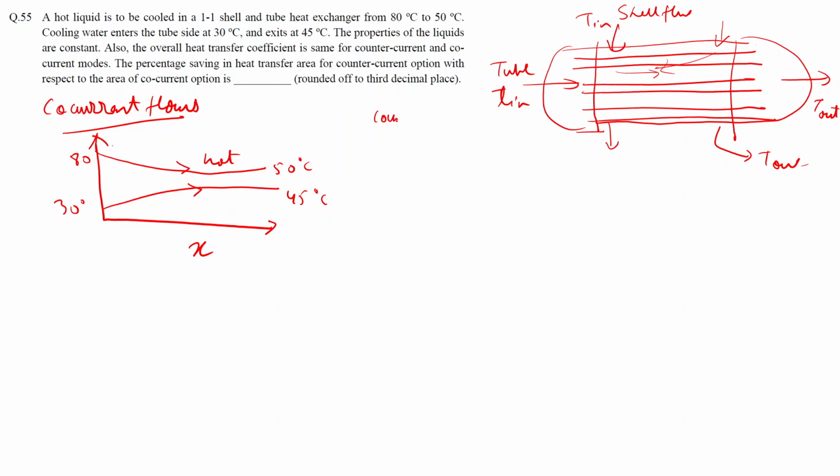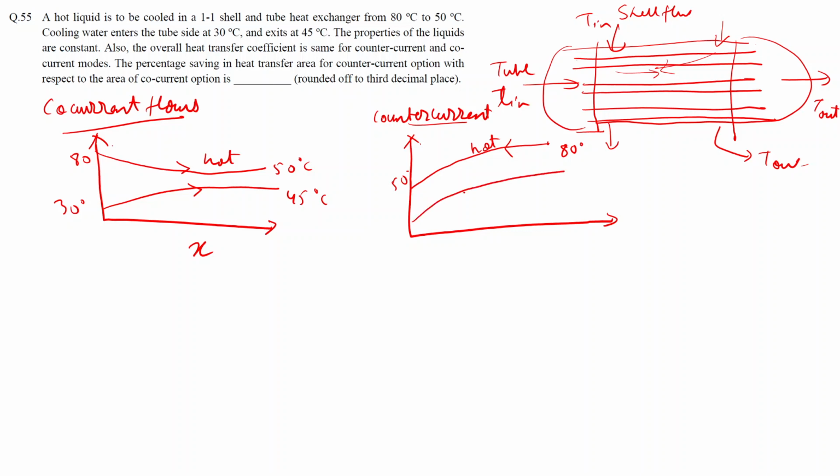Similarly for counter current, we can draw the profile as follows. The direction will be opposite, so the temperature of the hot fluid will decrease from 80 degrees Celsius to 50 degrees Celsius. The temperature of the cold fluid will increase from 30 degrees Celsius to 45 degrees Celsius, and the direction will be opposite to the first one.